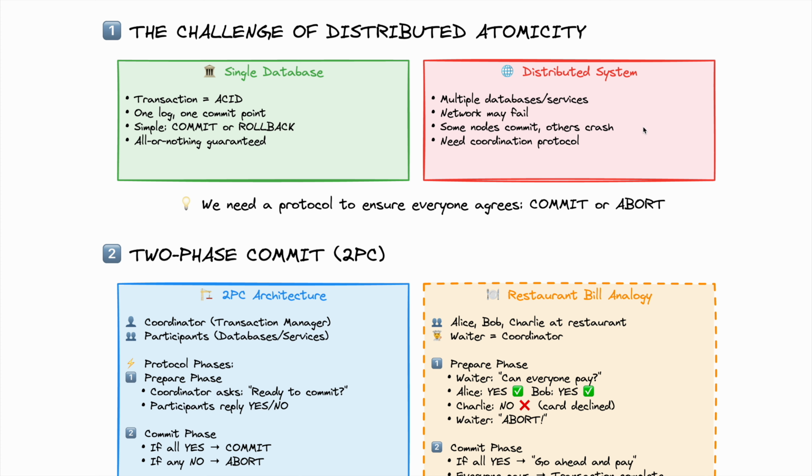But if we have a distributed system, then we have multiple databases or services. As we have seen above, we have, let's say, the order service, the inventory service, and the payment service, and each of them has its own database. So that's one issue, that we have several databases, one for each service.